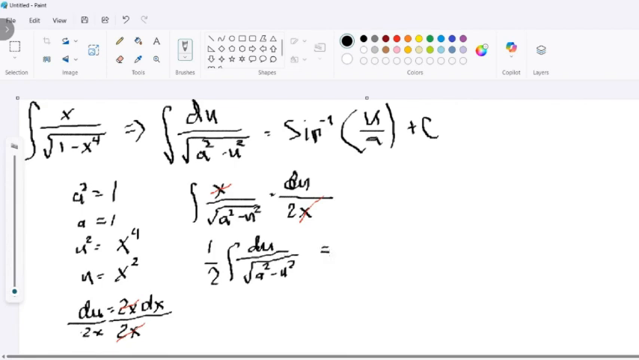So now we have 1/2 integral of du over square root of a squared minus u squared. So we're going to plug it into our arc sine. So we will have 1/2 arc sine x squared plus c.